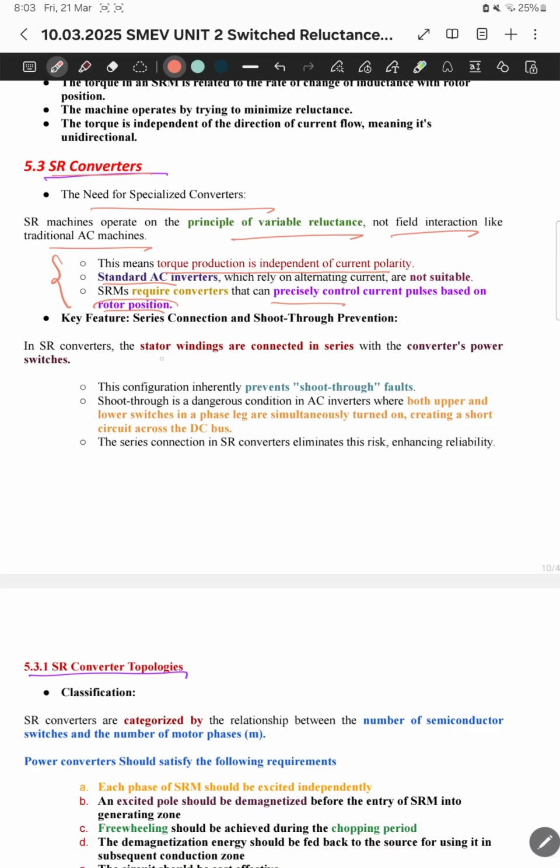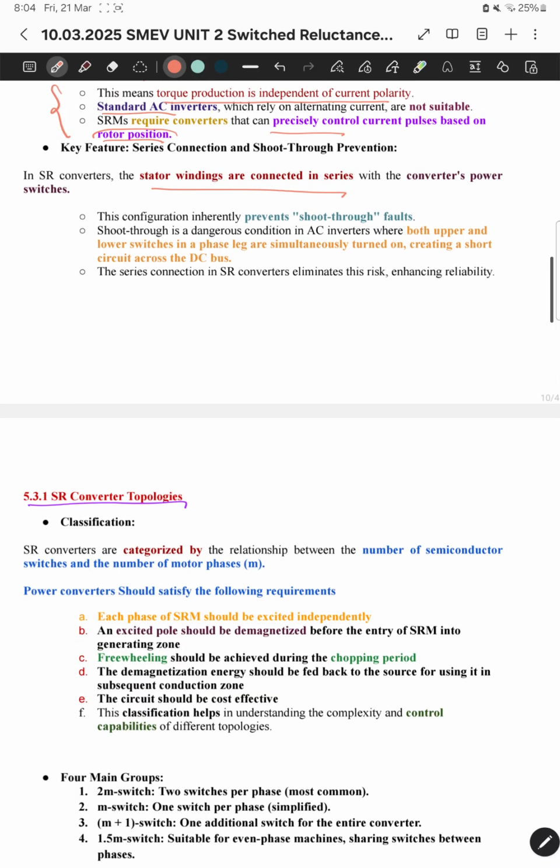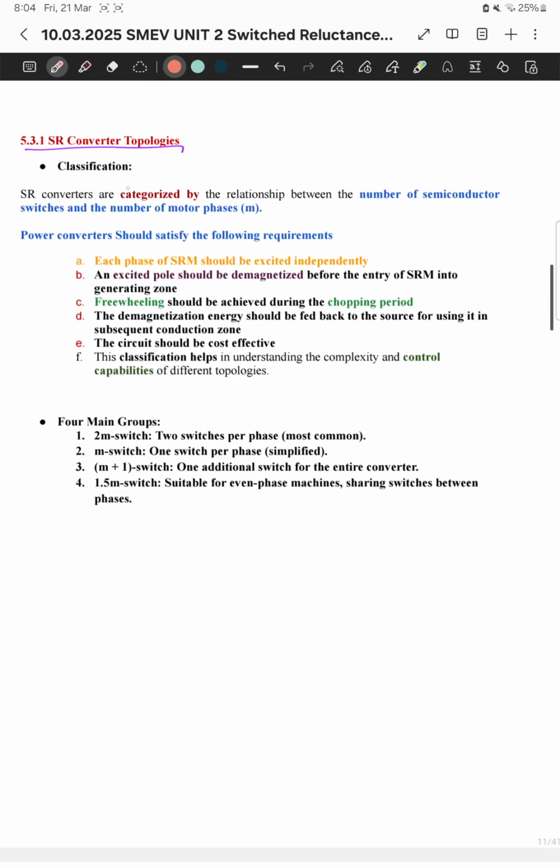In these converters, the stator windings are connected in series with the converter switches, directly connected. Let's try to see a few switches, and get into the different topologies.